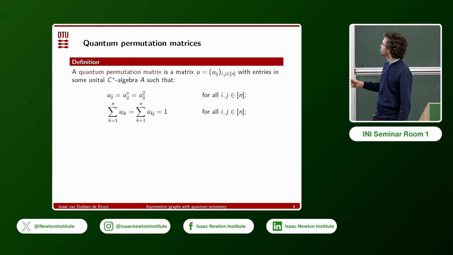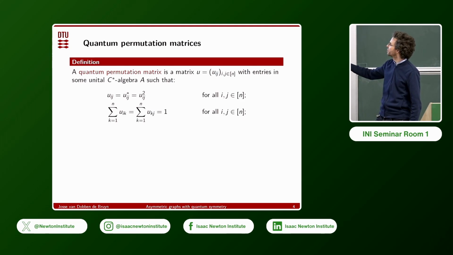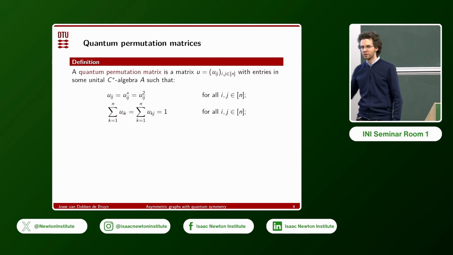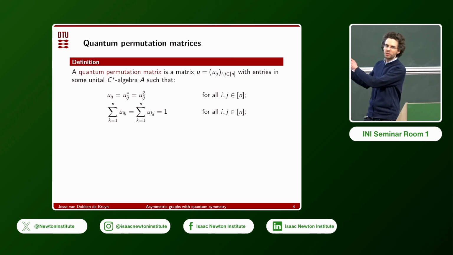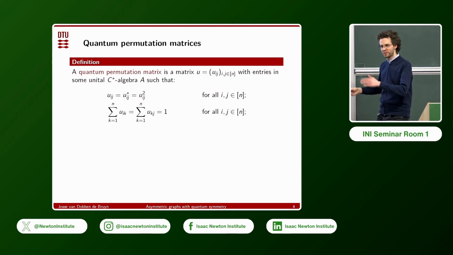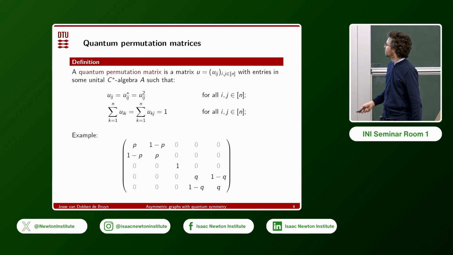For a classical permutation matrix, you take the C-star algebra to be just the complex numbers, and then you have self-adjoint projections, so there must be zeros or ones, and because the rows and columns sum to 1, that means that there must be exactly one 1 in each row and each column. But okay, so this is a generalization. Why is it the right one? I'll say a bit about that.